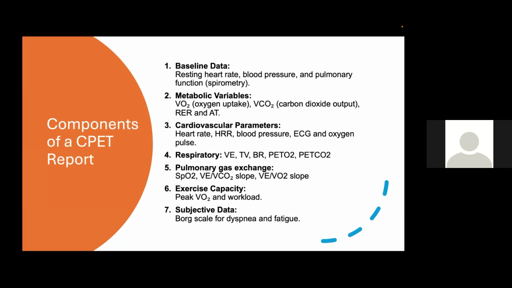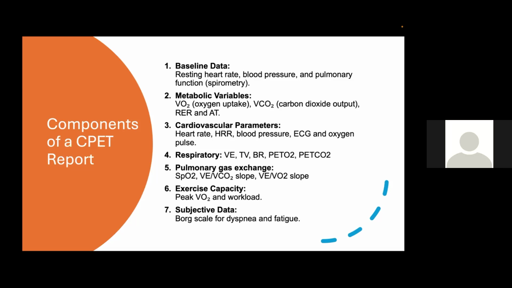So the components of the CPET report, we can summarize into 7 points. The first point, the baseline data: resting heart rate and the blood pressure and pulmonary function test. For all the patients doing the CPET, we need to do spirometry before the test to know the baseline spirometry and to measure the forced expiratory volume in the first second, and FVC.